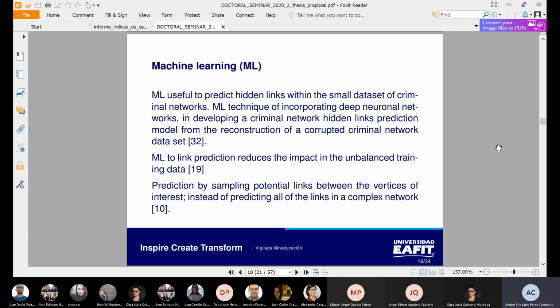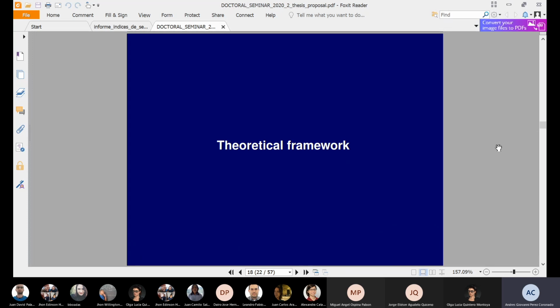Already to get hidden vertex and hidden edge, or a known edge or a known vertex, like I spoke a few minutes ago. Machine learning has a lot to offer there. They incorporate deep neural networks and other types of models in reconstruction of corrupted criminal networks where we don't have too much information. We can predict the links between vertices, and of course machine learning contributes a lot to make this model. And right now we are going to speak about the theoretical framework.